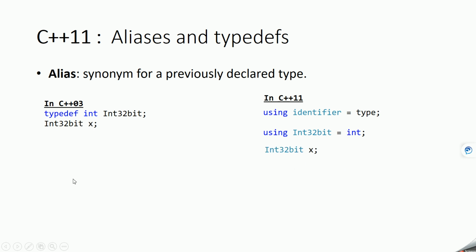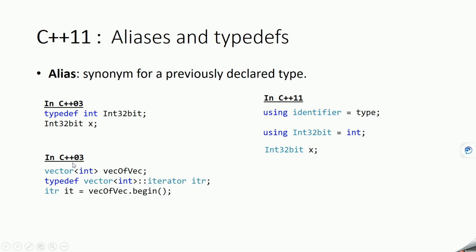Okay, similar to this we can create an iterator. So in C++03 we can create an alternate name for an iterator like this. You'll say typedef and vector iterator and then the alternate name that you want to create. Then this alternate name can be used to create a variable of this iterator type and can be assigned a value this way with the help of typedef.